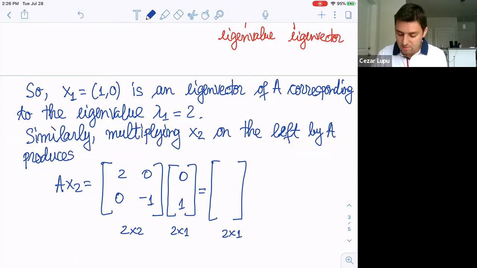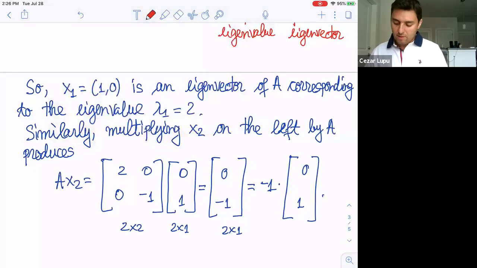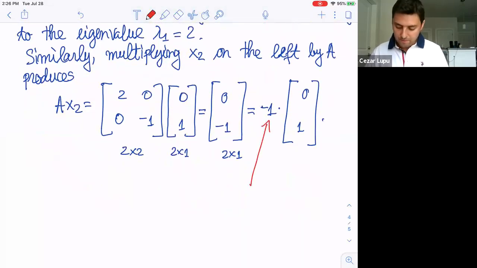Will be 0, 2, 0, 1, 0, are you sure it's 0, 1? 0, negative 1, correct. And if you look here, this will be negative 1. We can factor this out times this. And again, the same story here. This is what we call the eigenvalue. Eigenvalue, right? And this is what we call the eigenvector.